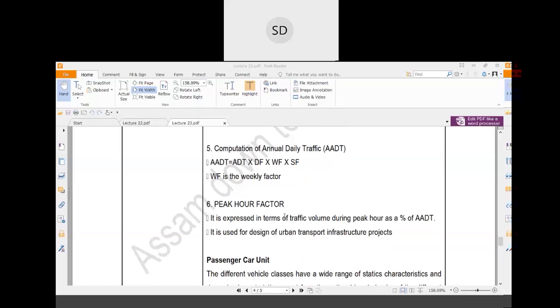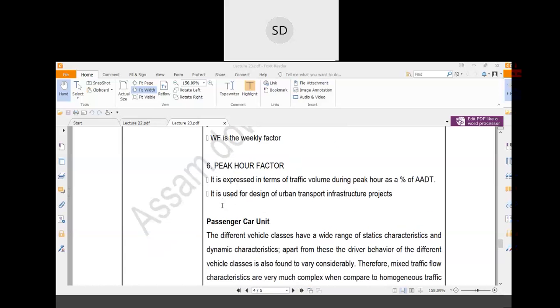Then another factor is called the peak hour factor. It is expressed as the traffic volume during the peak hour as a percentage of ADT. It is used to design urban transport infrastructure projects. So it indicates when the peak hour would be there and how much traffic would be there.